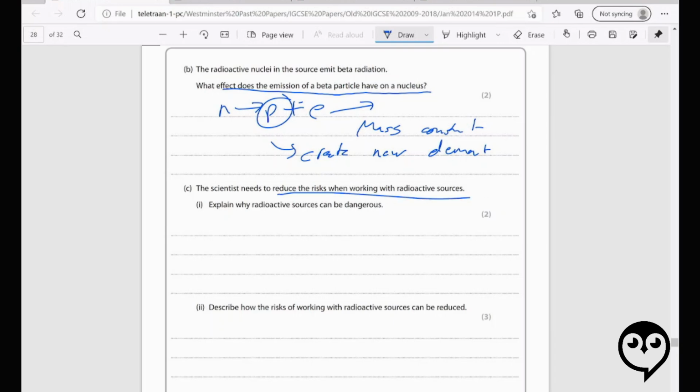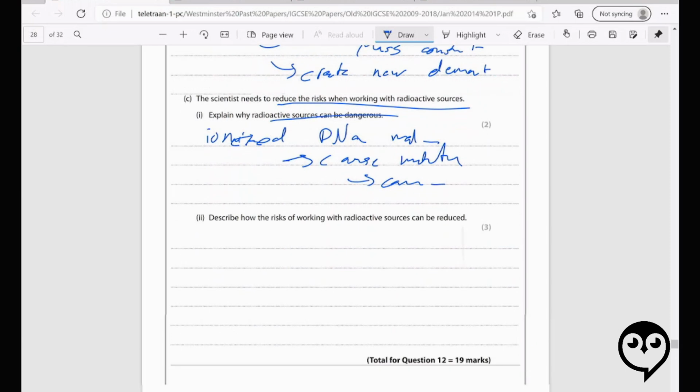We need to reduce the risk when working with radioactive sources. Why can they be dangerous? Okay, so it's kind of similar as before. They can ionize DNA molecules. They can cause mutations. These mutations lead to cancer, something along those lines.